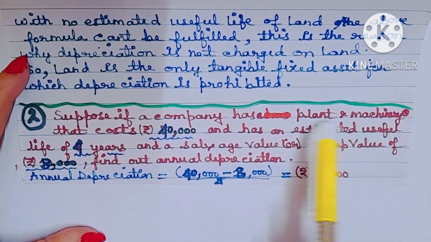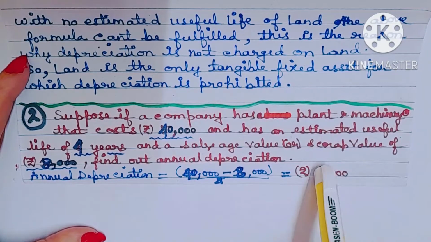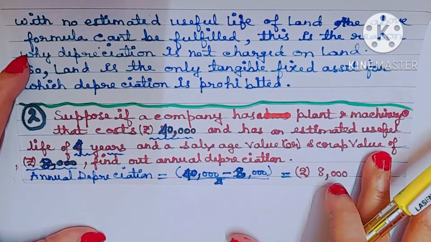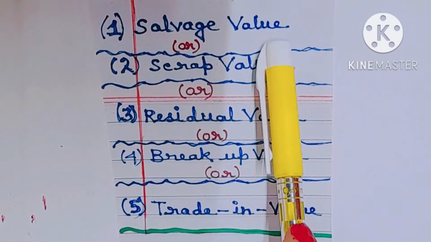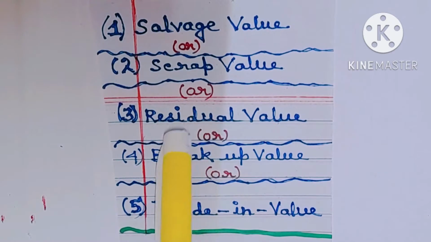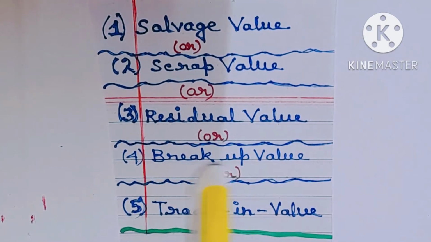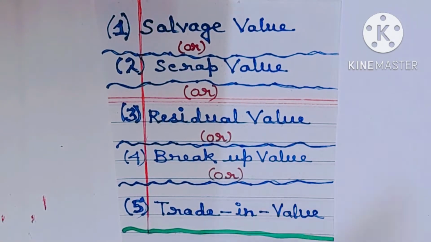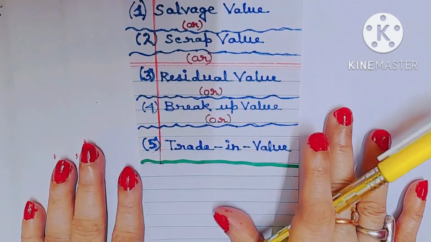Here they have mentioned plant and machinery. So this is the depreciation for plant and machinery. Understood? Now salvage value is also known as scrap value or residual value or breakup value or trade-in value. Understood? All the same. I hope you understood.